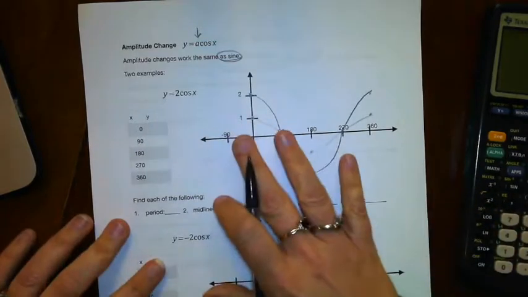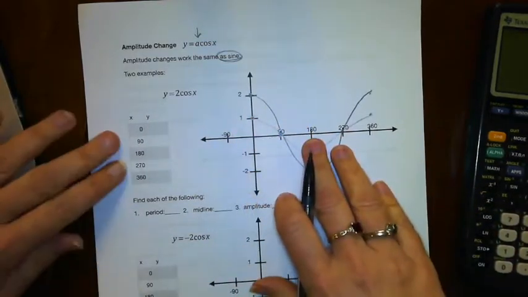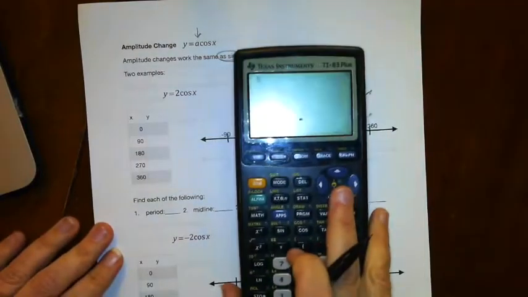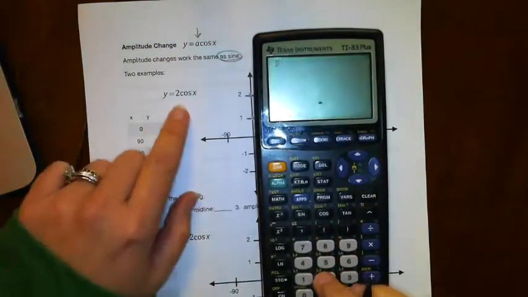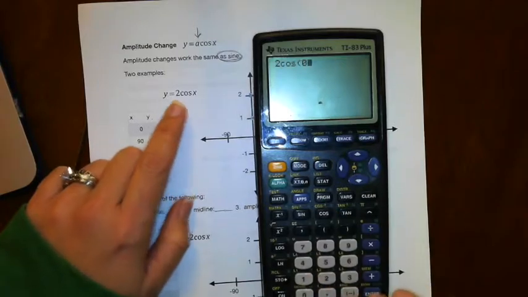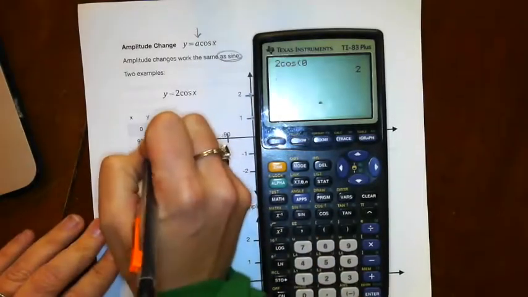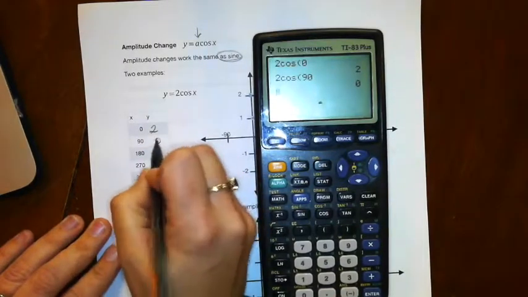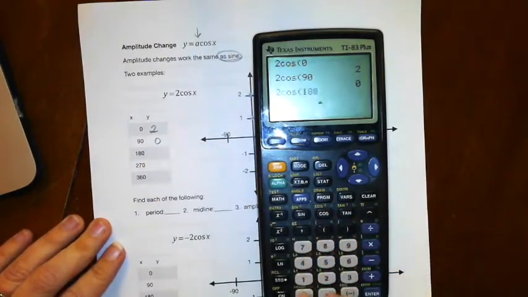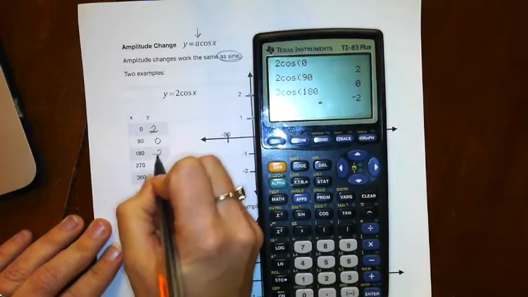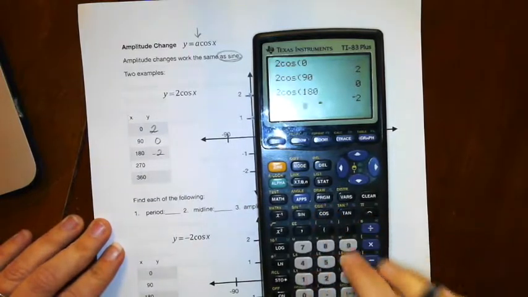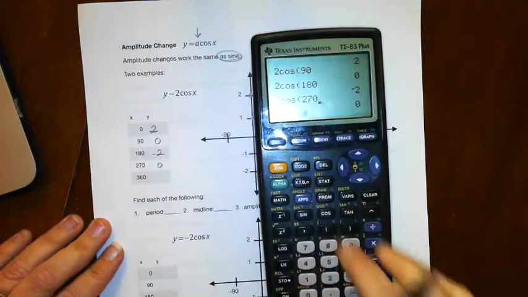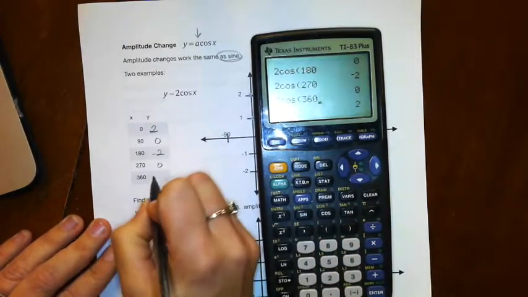And that is the actual answer to this. But if you don't get that, just always make yourself a table of values. Not a problem. So I'm going to go to my calculator and I'm going to type 2 cosine 0, and you'll get 2. 2 cosine 90, and you get 0. 2 cosine 180 is -2. 2 cosine 270 is 0. And 2 cosine 360 is 2.